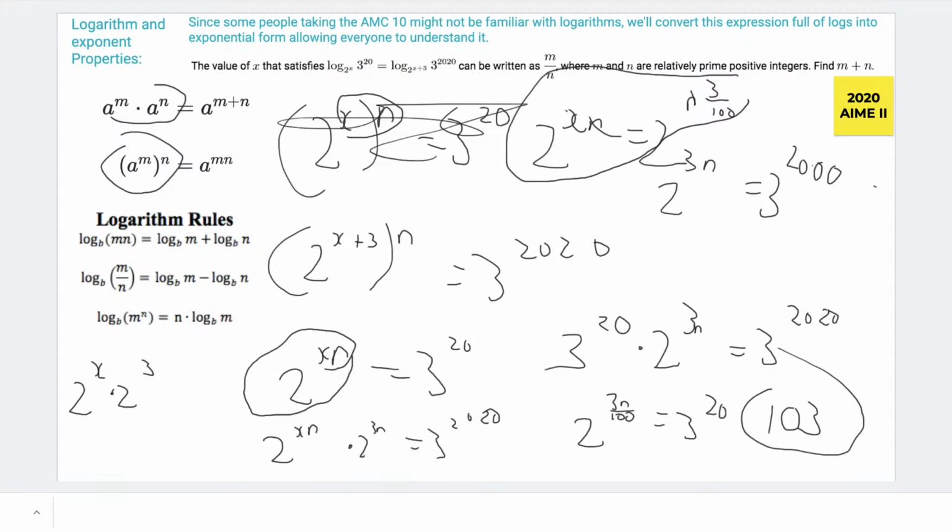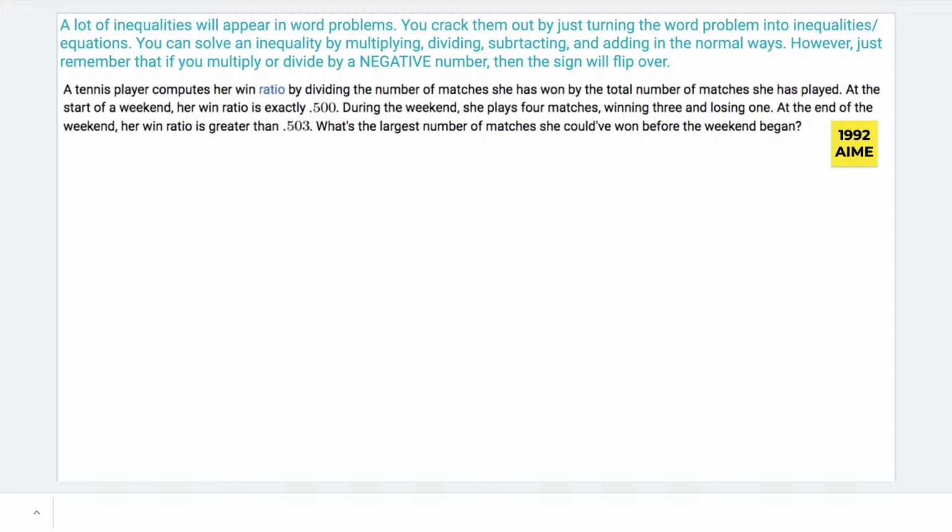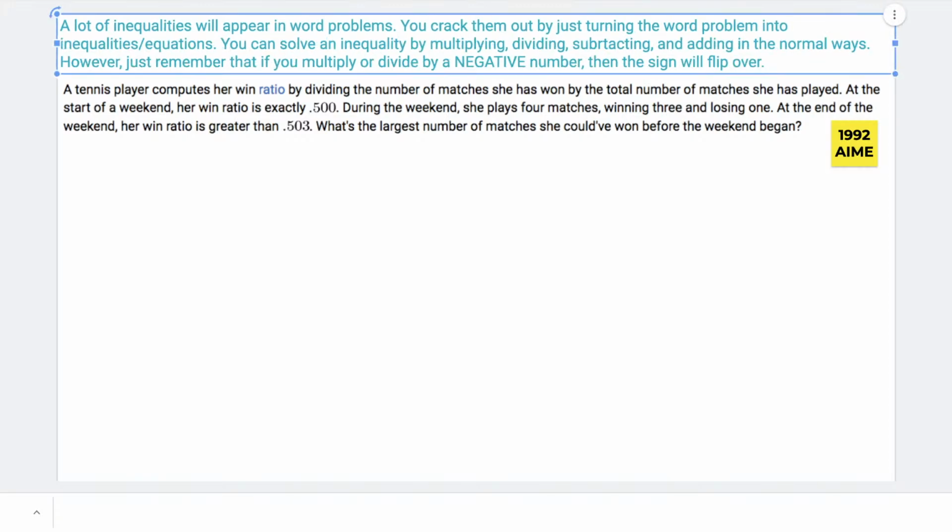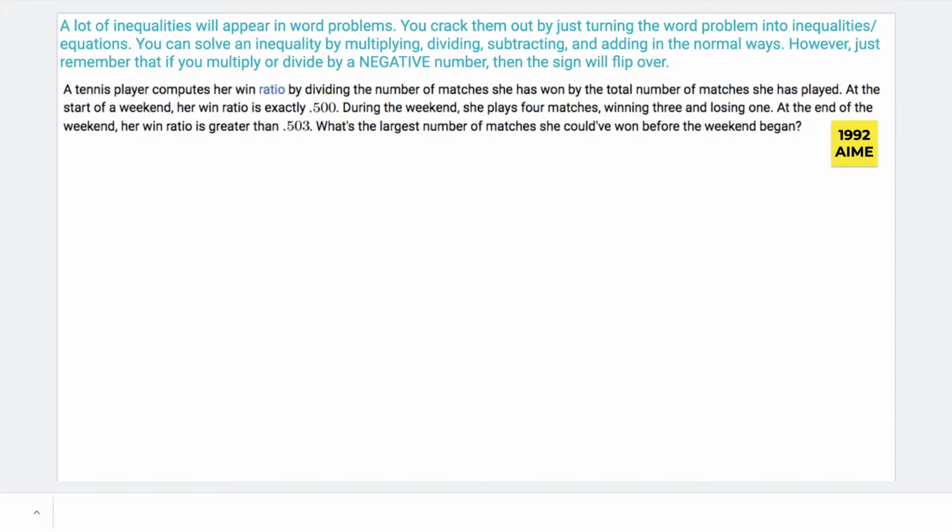Now the next problem is pretty simple. I just wanted to show a basic example of inequalities before we move on to probability. A lot of inequalities will appear in word problems, and you can crack them by turning the word problems into inequalities or equations. And you can solve an inequality by multiplying or dividing or subtracting and adding in normal ways. However, just remember that if you multiply or divide by a negative number, then the sign will flip over.